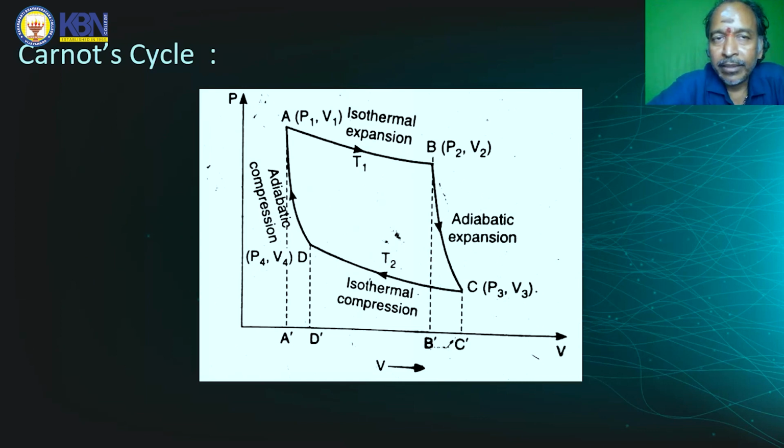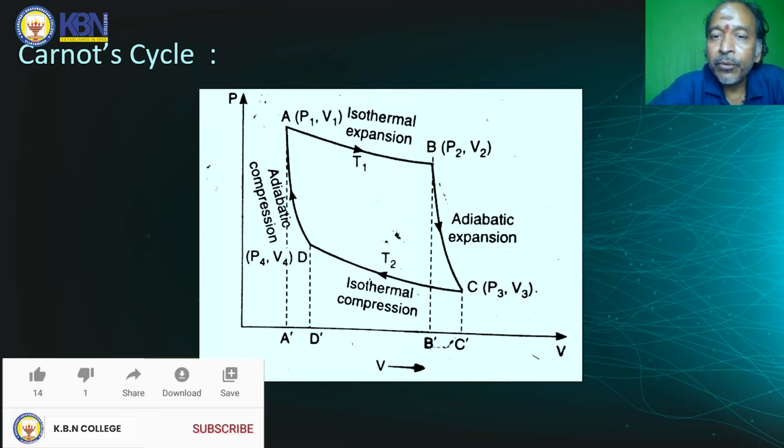First of all, the working substance is placed on the source. The gas expands, and that means work done by the gas, and the working substance absorbs the heat energy Q1 at constant temperature T1. So this isothermal expansion process is represented by the curve from A (P1, V1) to B (P2, V2). It is the first operation in the Carnot engine.